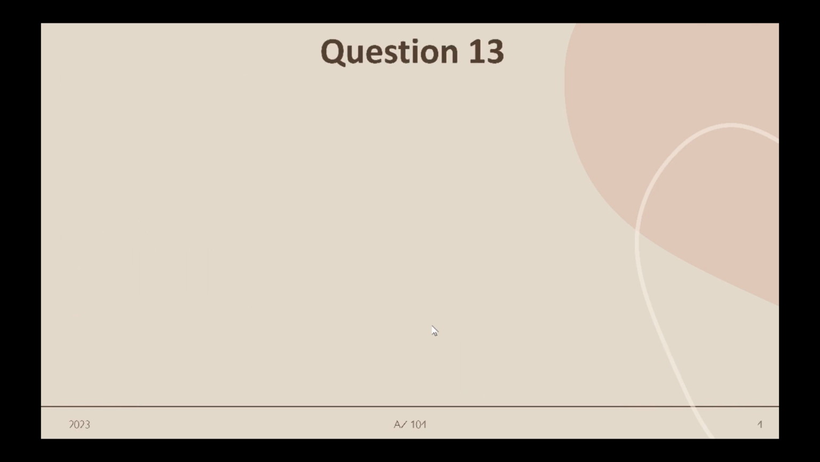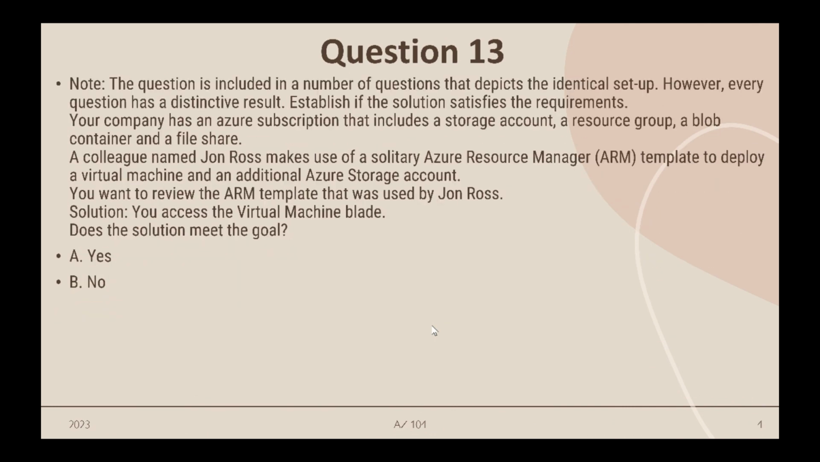Now let's look into the next question, question number 13. This question is included in a number of questions that depict the identical setup. However, every question has a distinctive result. So establish if the solution satisfies the requirements. Your company has an Azure subscription that includes a storage account, a resource group, a blob container, and a file share. A colleague named John Ross makes use of a single Azure Resource Manager ARM template to deploy a virtual machine and an additional Azure storage account. You want to review the ARM template that was used by John Ross.